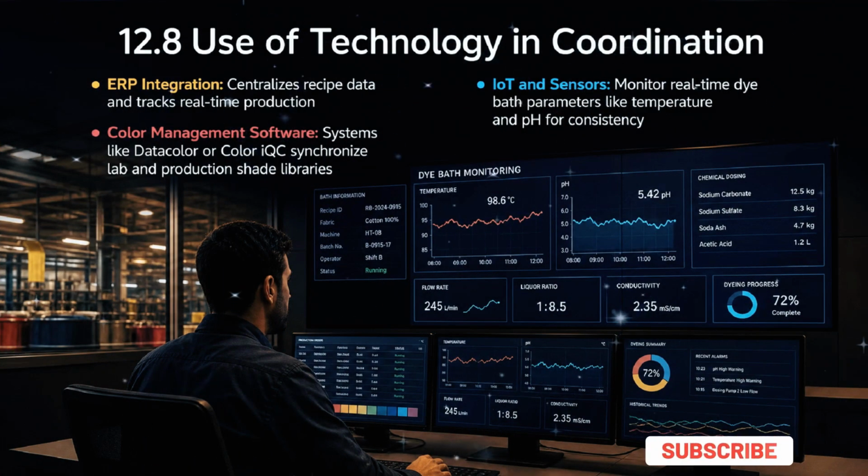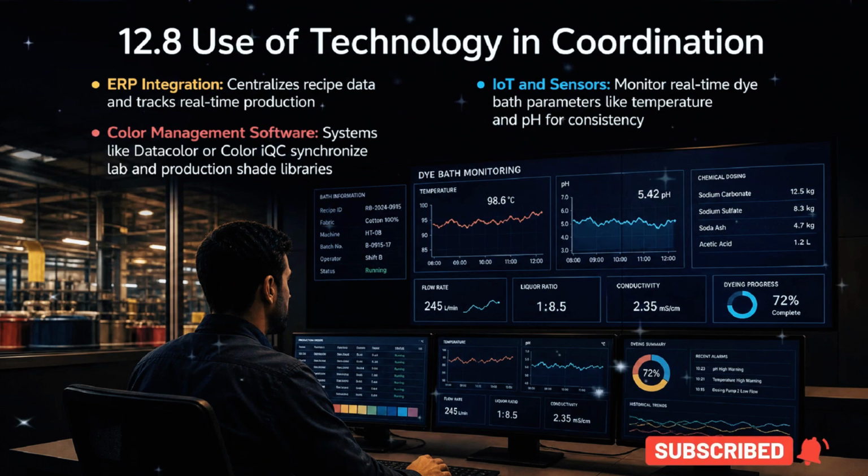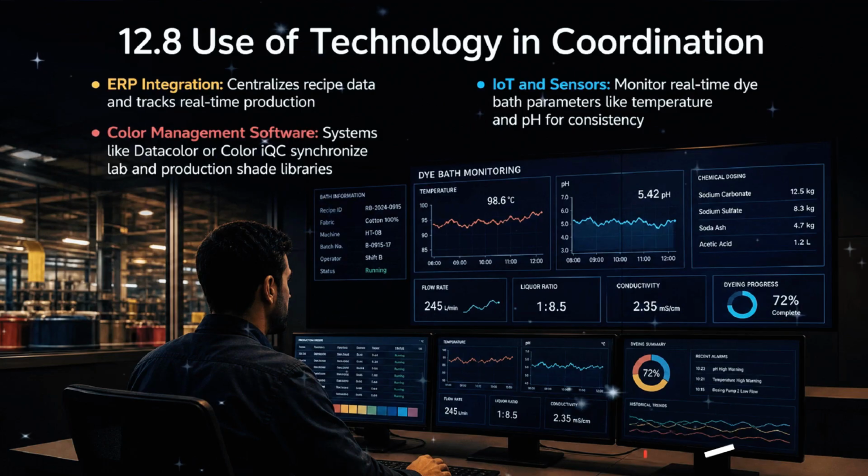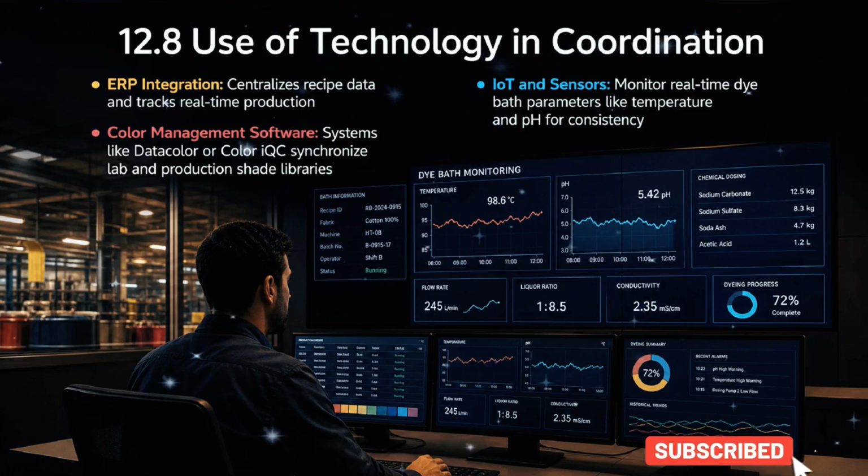ERP integration centralizes all recipe data, while specialized color management software synchronizes libraries. Additionally, IoT sensors provide real-time monitoring of dye bath parameters, ensuring consistency across every production batch.